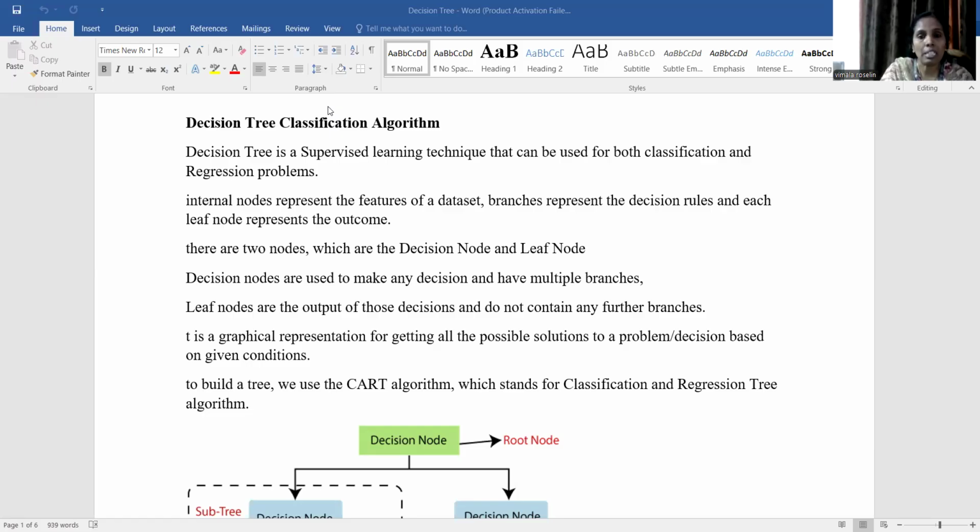Decision nodes are used to make decisions and have multiple branches. The last output or outcome of a decision node is called a leaf node. It is a graphical representation for getting all the possible solutions to a problem or decision based on given conditions. To build the tree, we use the CART algorithm, which stands for Classification and Regression Tree algorithm.